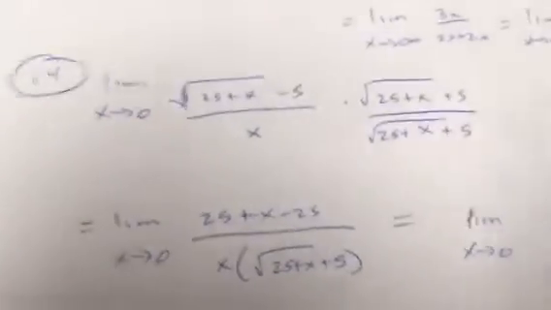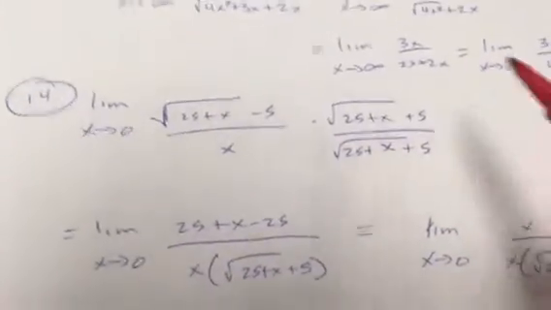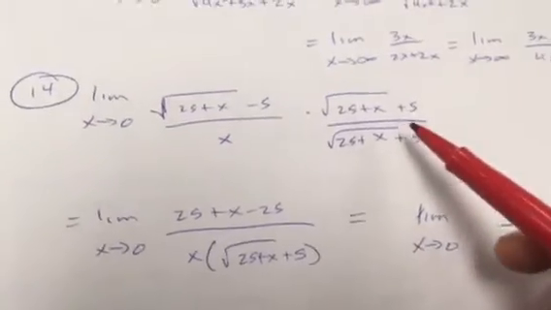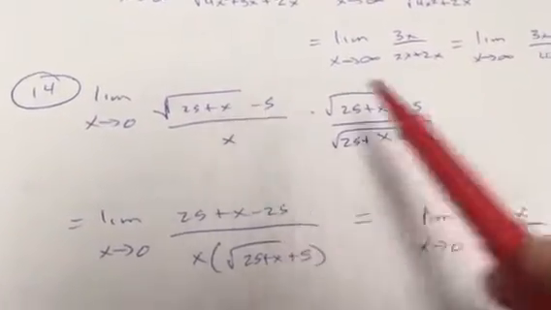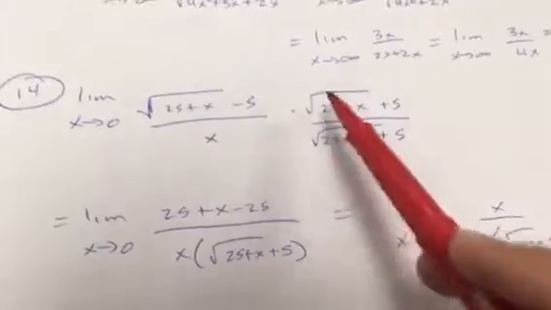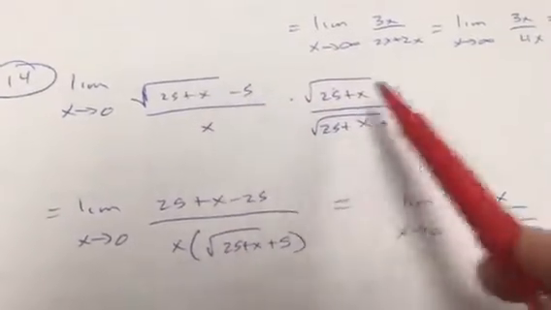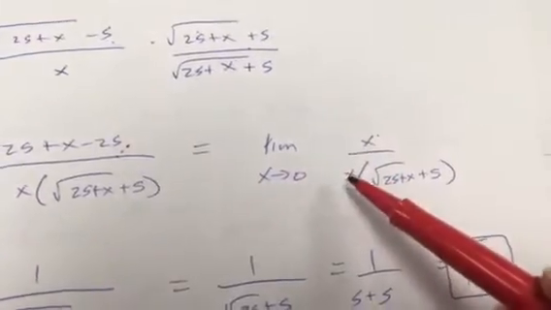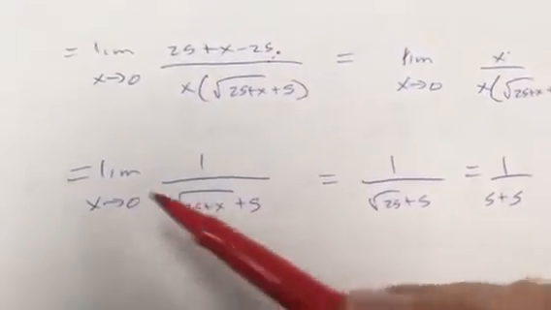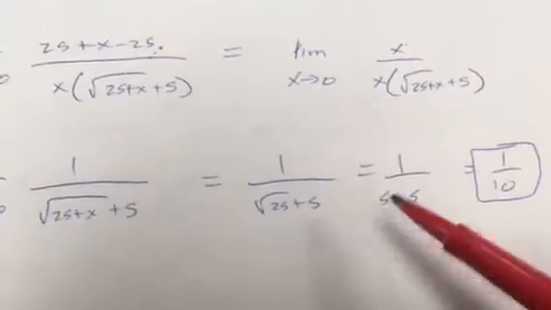This is going to have to be a quicker video. Guys, 14 is right here. So actually, this was one of the first ones we did. That one was a little more complicated. Multiply top and bottom by that conjugate. All right, 25 plus x falls out. -5 times 5 is a -25. You're left with x over x times this. That cancels to be 1 over. Plug 0 in. You get 5 plus 5, you get a 10th.